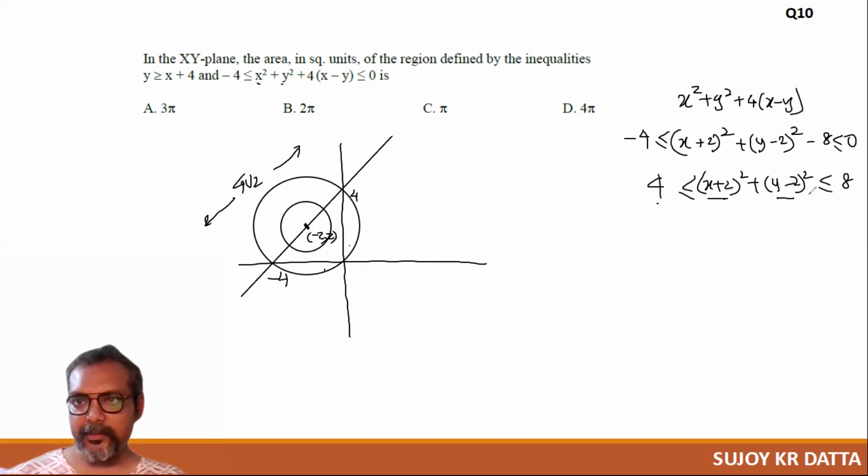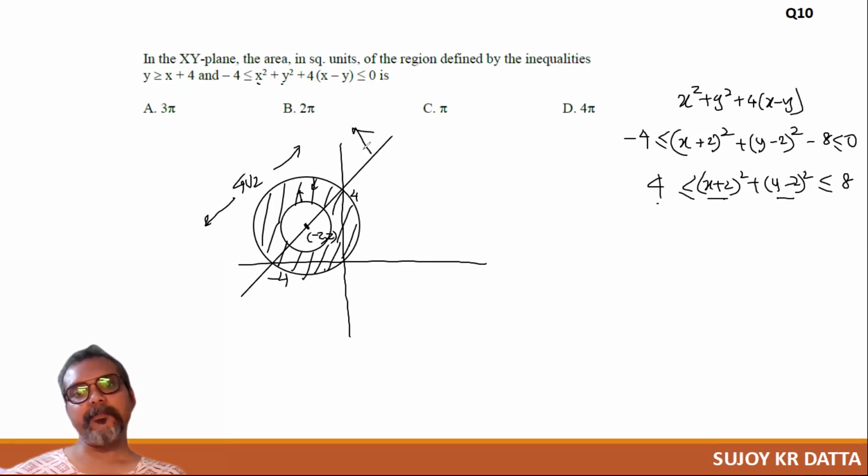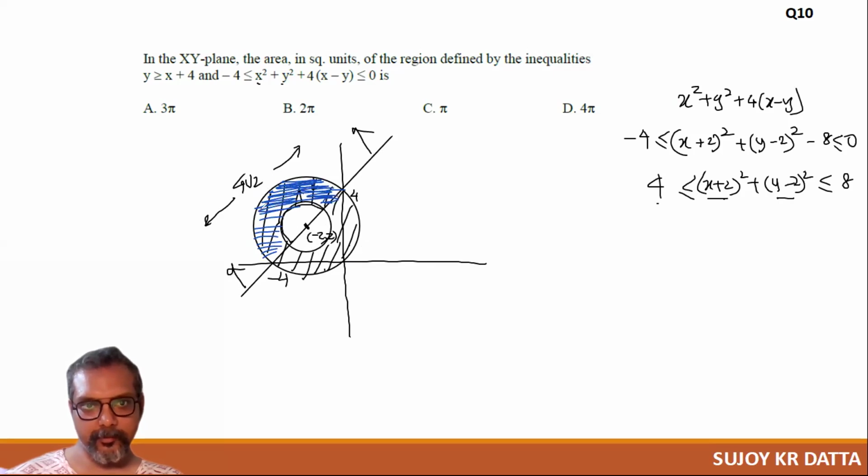So now your expression is greater than 4, meaning outside this but inside this. So you have to basically find this area, but then it has to remain above this line. So basically it is just this portion. So it is the difference between the two semicircles. So you can just take the areas of the two circles and divide by 2.